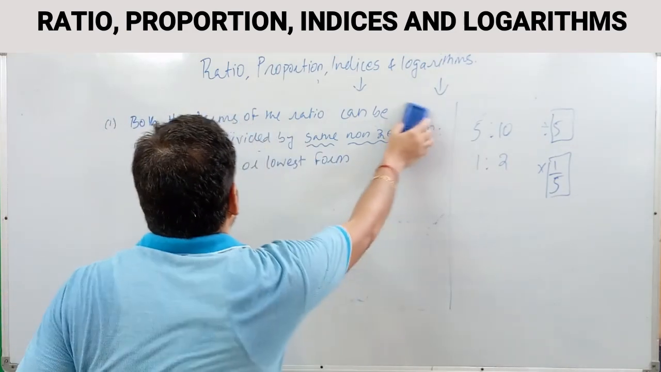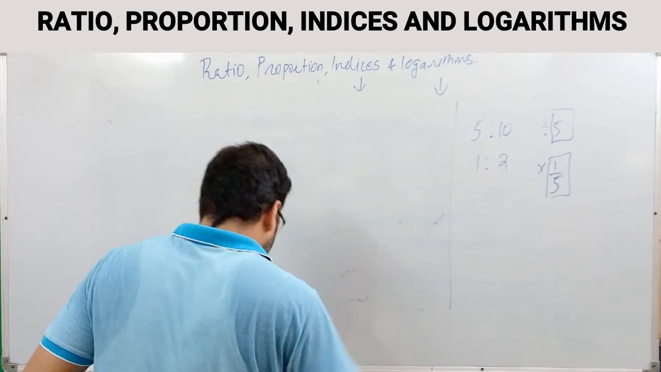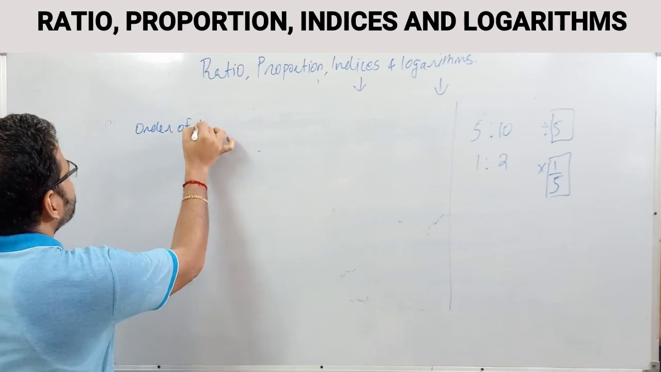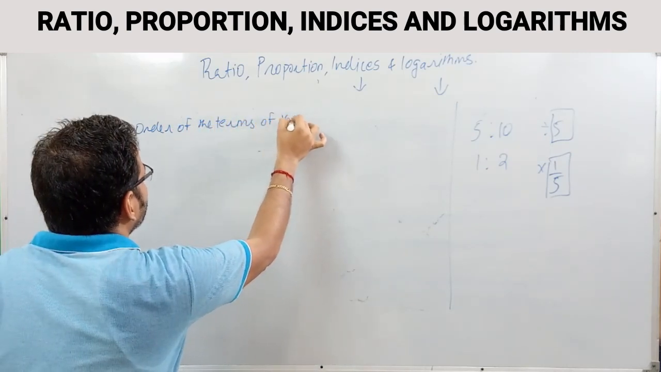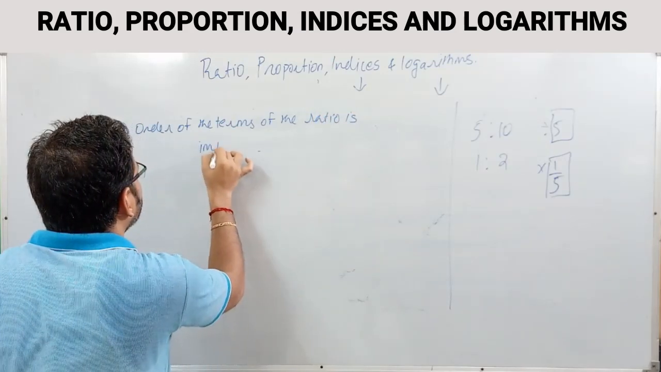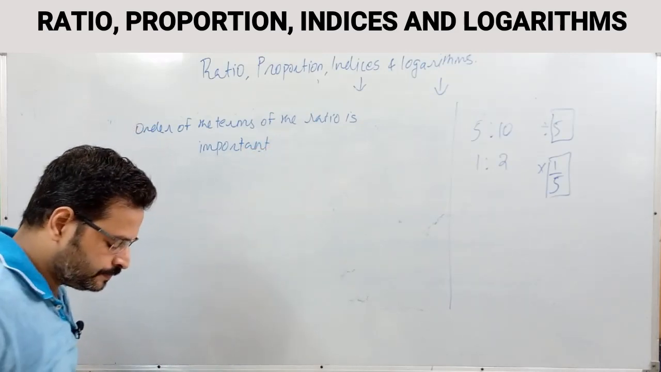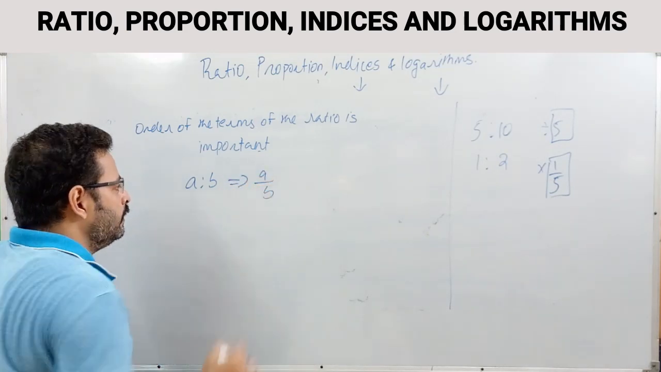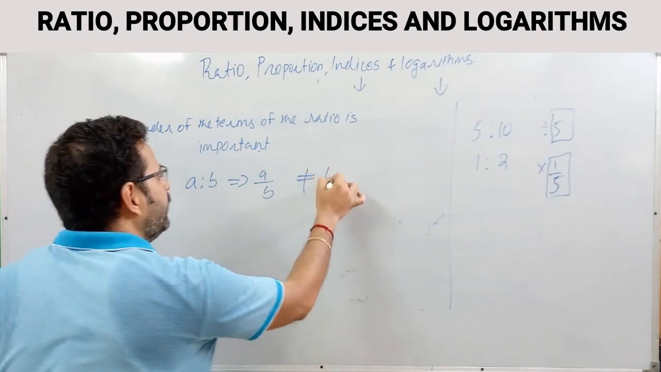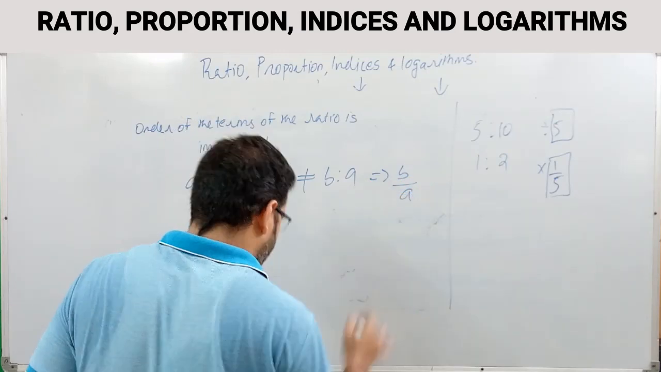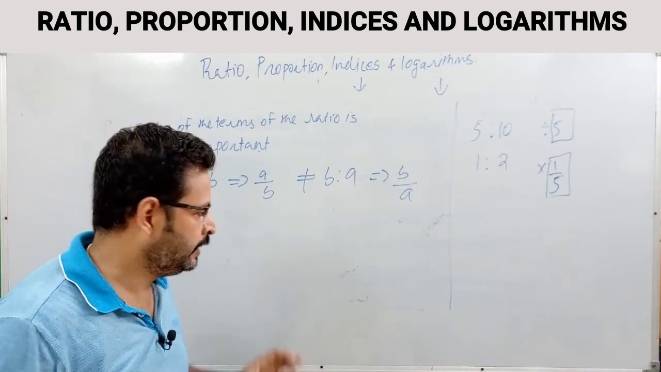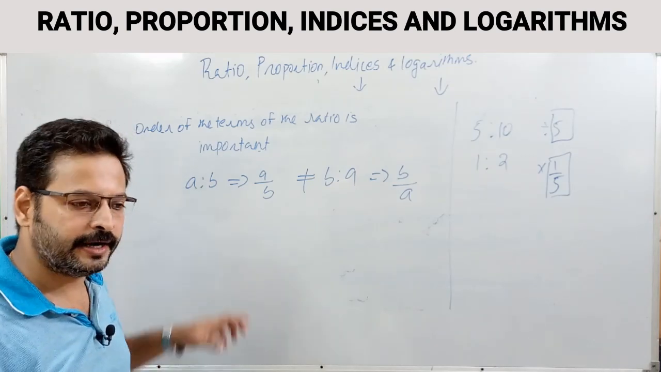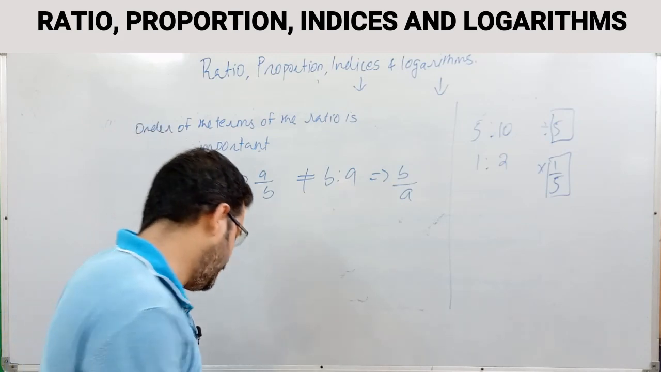Okay. Then next property, second one, order of the terms of the ratio is important. What does that mean? A is to B means A divided by B. It will not be equal to B is to A, that implies B divided by A, unless both the quantities are same, that means 1:1. If A and B are different, then, the second property, order of the terms of the ratio is important. That means A divided by B will not be equal to B divided by A.